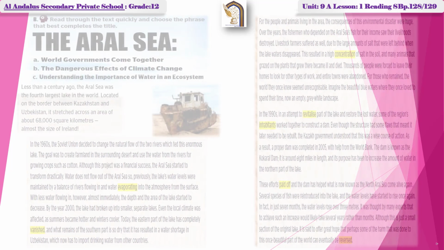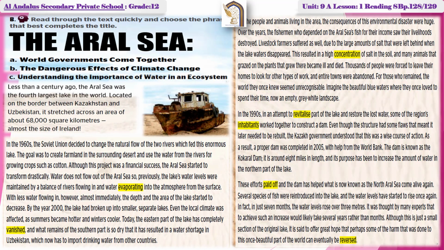As you can see, gentlemen, this is our very first task, which is related to deciding the correct part to complete the text title. Read through the text quickly and choose the phrase that best completes the title, the RLC. So we have got 3 phrases to complete the title: world governments come together, the dangerous effects of climate change, and finally, understanding the importance of water in an ecosystem.